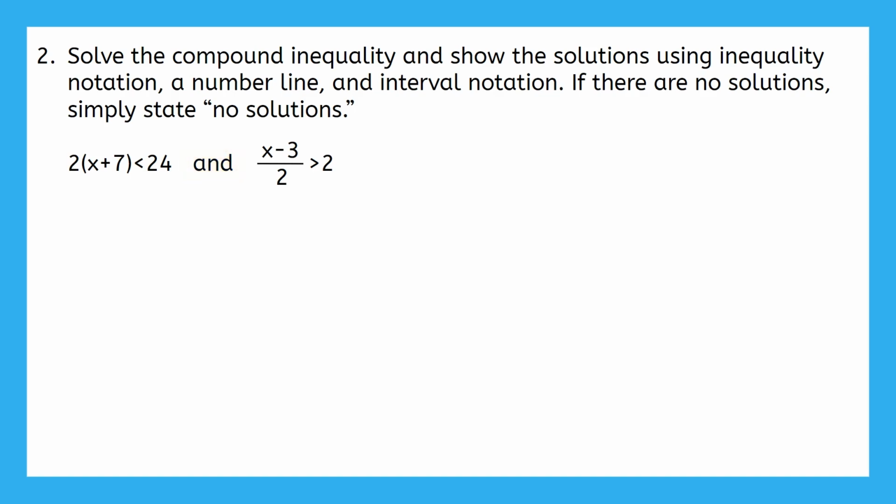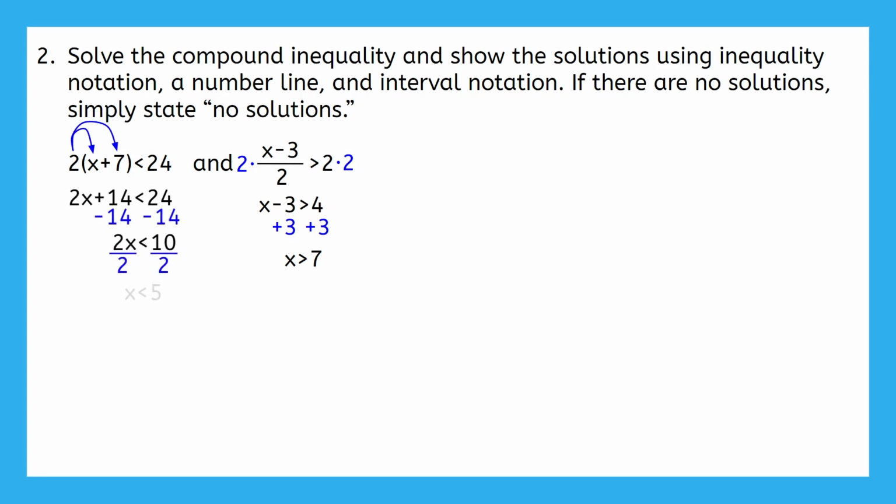Like before, the first goal is to solve for x in each of these separate inequalities. I've already solved these in the first help video, but I wanted to remind you of an alternative way to solve this first inequality, in case you did it a little differently. One way to approach solving this first inequality is to distribute the 2 through the parenthesis, rather than dividing by it. Then, you can subtract 14 on both sides, and divide by 2 as the last step.